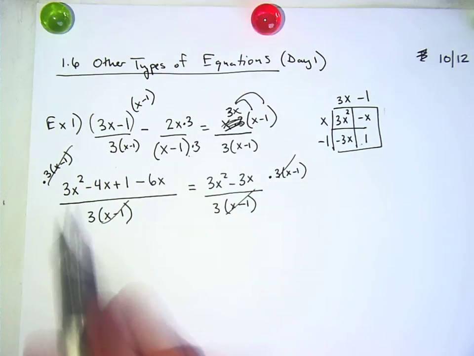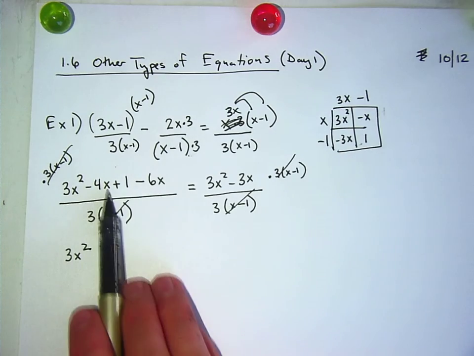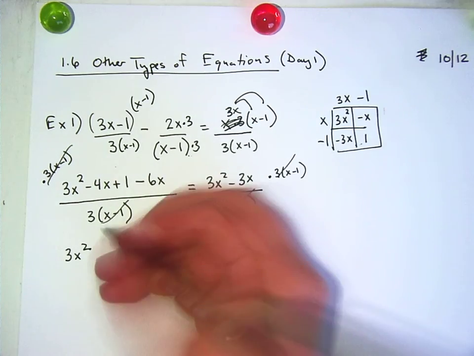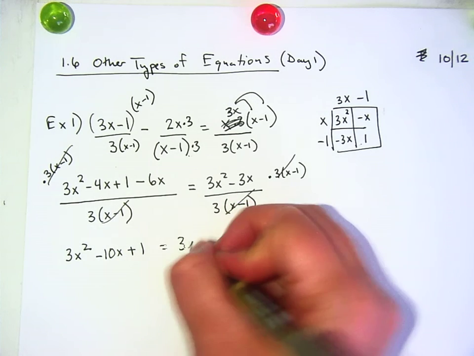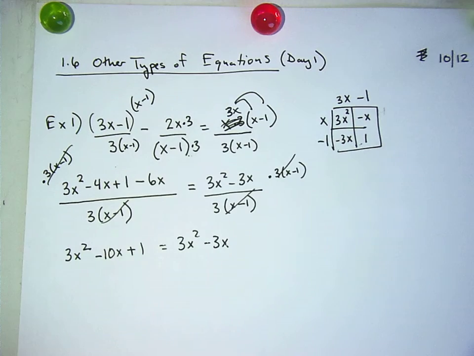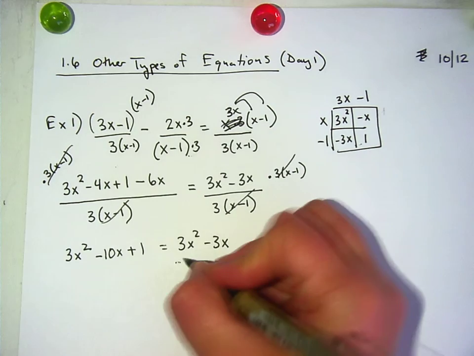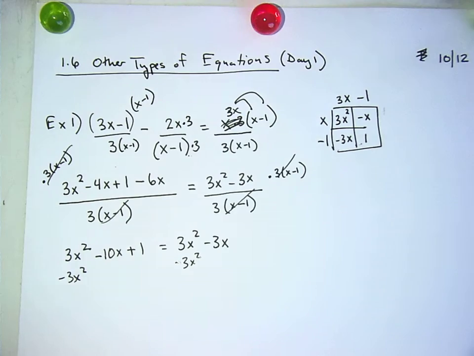I'm going to start putting some stuff together now. I've got 3x squared. You see how I've got a negative 4x and a negative 6x, which makes a negative 10x. Plus 1 equals 3x squared minus 3x. Starting to look a little better now? Now what should we do? Get everything on the same side or start cleaning things up. So I'm going to subtract 3x squared from both sides. Whoa, crazy.